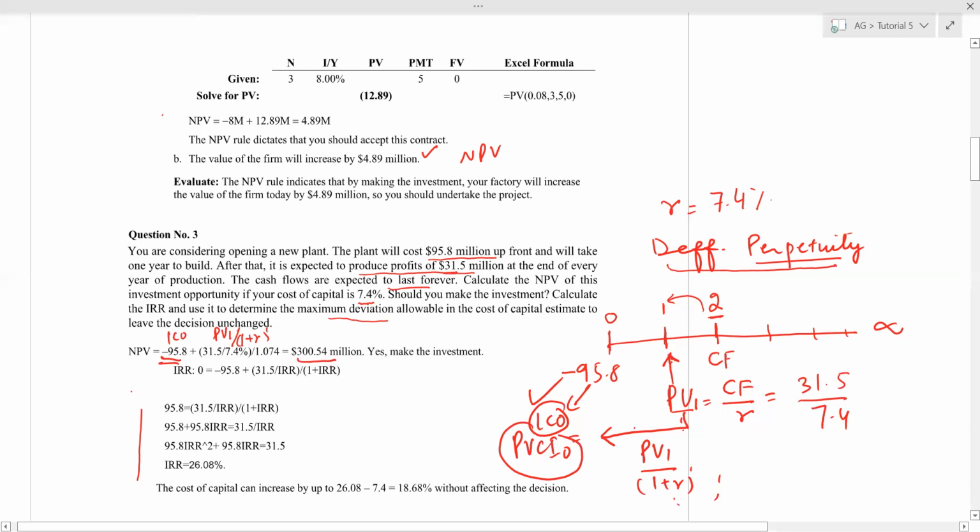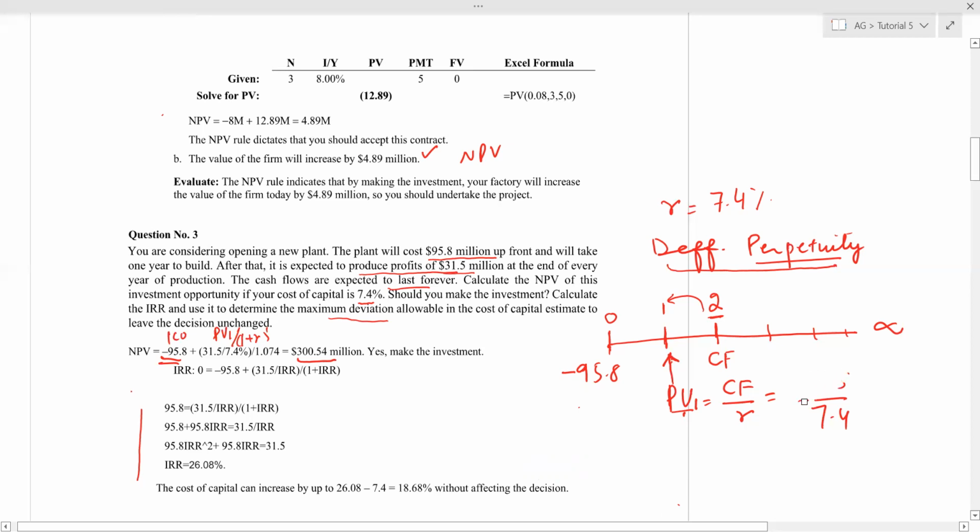Okay, next part is we need to calculate the IRR. Normally with the financial calculator you can easily calculate the IRR, because in the financial calculator you are more used to using N and everything. But here, since it's a case of perpetuity, and that too is a deferred perpetuity, we need to do a manual calculation.